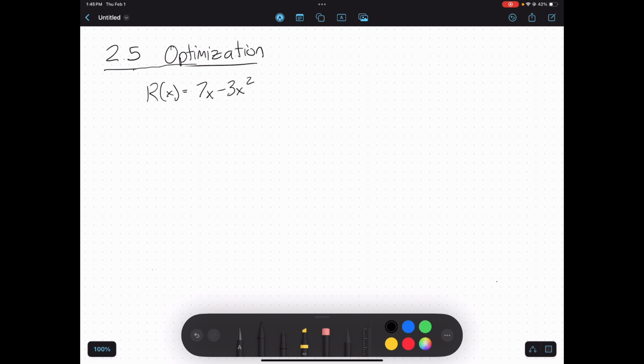My revenue equation is 7x minus 3x squared. We're also able to find a cost equation for a specific product: x cubed minus 4x squared plus 1. And if you remember, with these equations, x represents the number of products produced. And just to keep in mind, in our specific example, this is in the thousands.